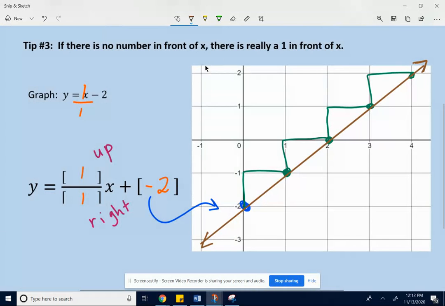So the new tip here is, if there is no number in front of x, just remember that there has to be a 1 sitting there. And then you still want to make that into a fraction. To make any number into a fraction, just put a 1 underneath it.